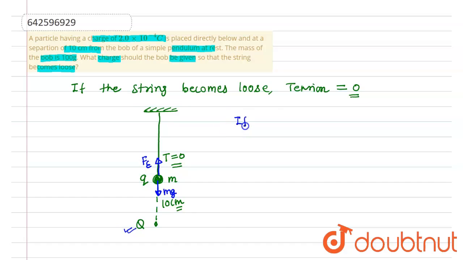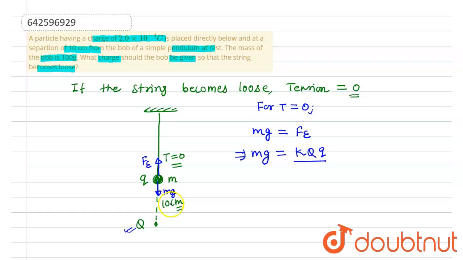So for tension T to be 0, the gravity force should be equal to the electrostatic force. So m into g will be equal to kQq upon this distance squared. 10 centimeter means 0.1 squared.